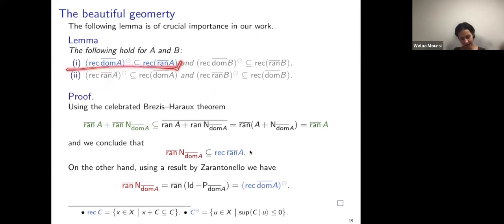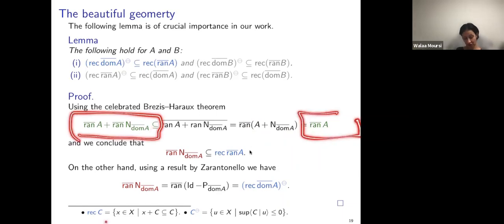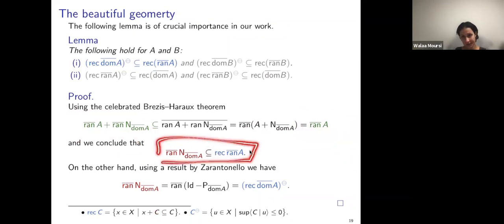So I'm going to quickly do a sketch of the proof of the blue inclusion. It's a sketch of the proof because it uses a deep and beautiful result in monotone operator theory, the Minty theorem. So this inclusion is always true. From here to here, we use the Minty theorem. And from here to here, we use the fact that A is maximally monotone, so this is the same as A. And if we follow the green part, we get that this inclusion holds, which, if we look at the definition of the recession cone, just tells us that the closure of the range of the normal cone of closure dom A is in the recession cone of the closure of range A. So we get this first inclusion here.